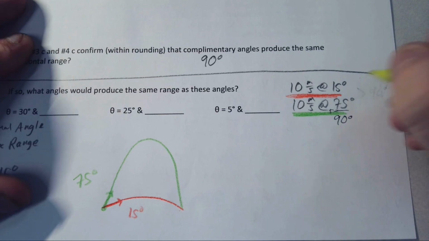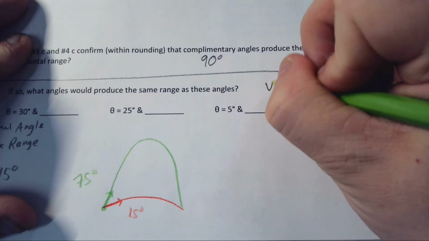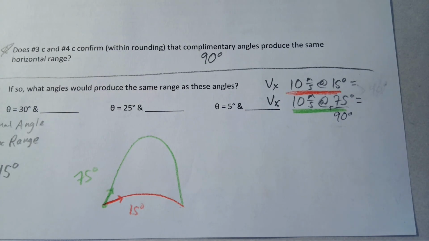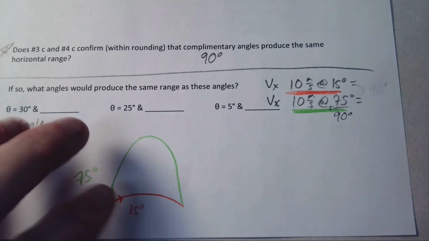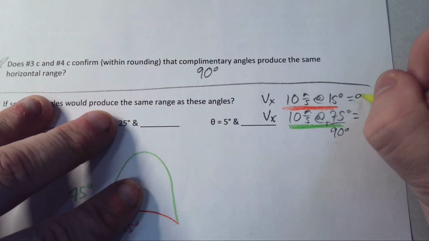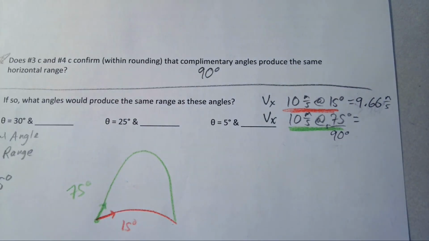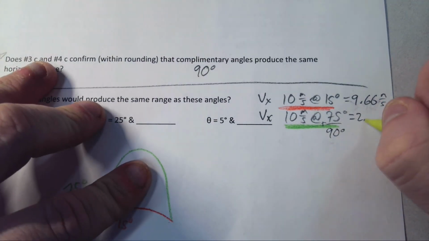Let's do this real quick. I just want to figure out the x, because the whole reasoning behind this has to do with the x direction. 10 cosine 15 is 9.66, and 10 cosine 75, we're just finding the x components, is 2.59.